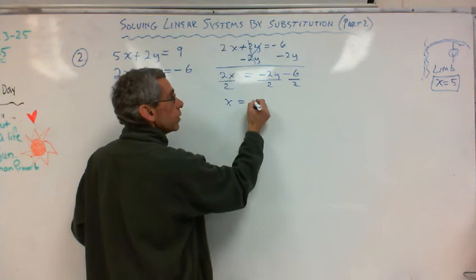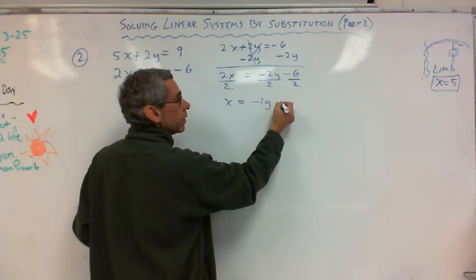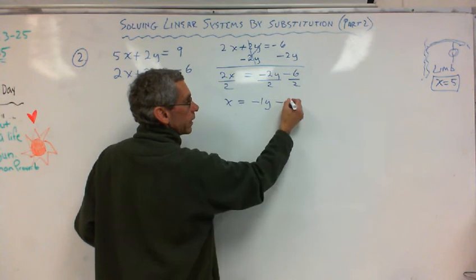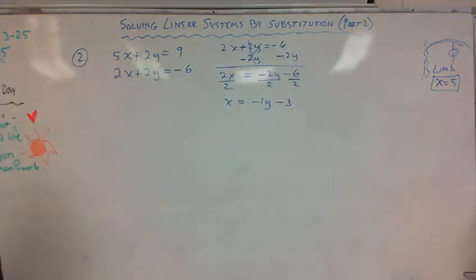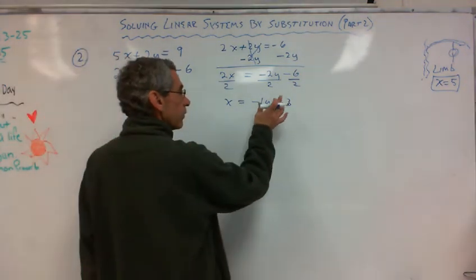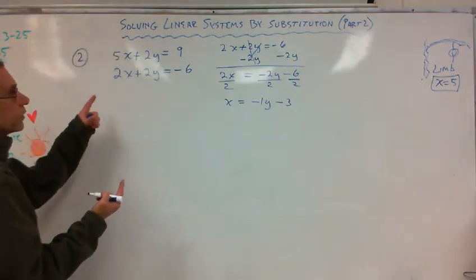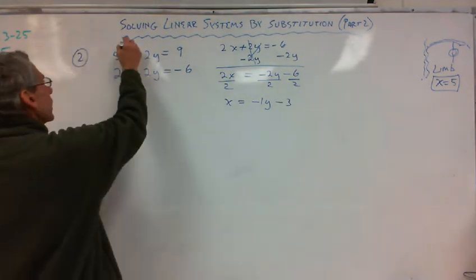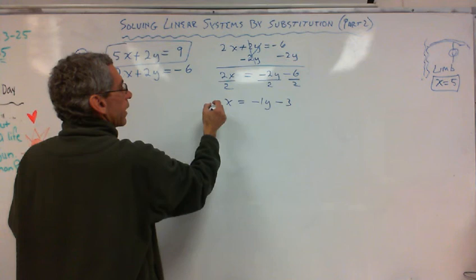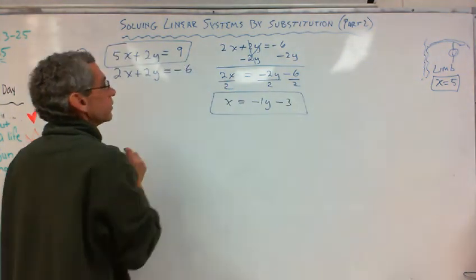Negative 1. So negative 1y minus 3. You could just do negative y, right? Right. You can do negative y if you want. Either way. So, great. Now we've got it. We just manipulated this one. So we have this equation and we have this equation. Those are our two equations.